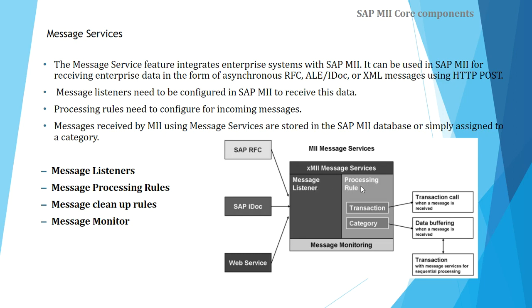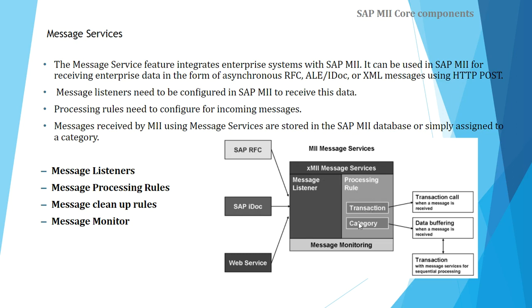If there is any processing rule defined, there are two types of processing rules, either the transaction or category. If we have defined a processing rule as a transaction, this transaction will be called and executed directly. So this will be real-time execution through the processing rule.